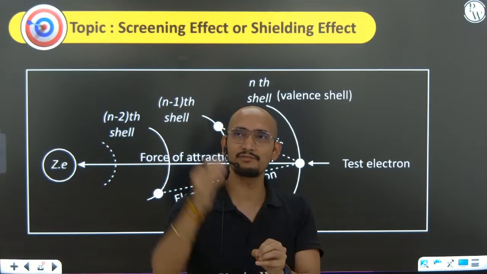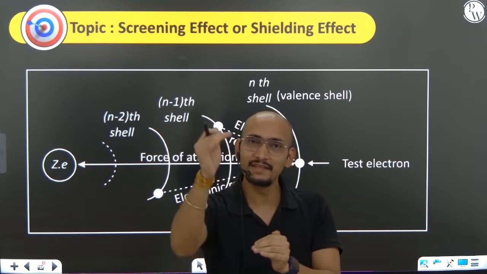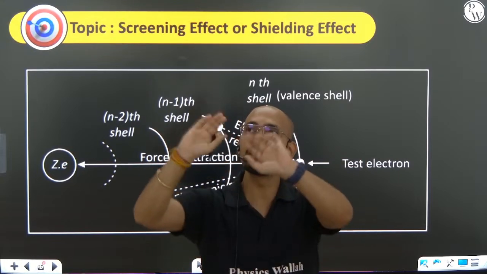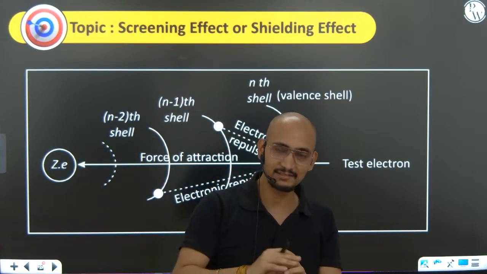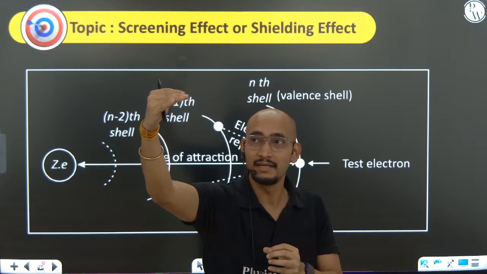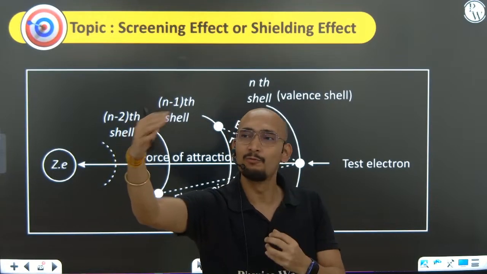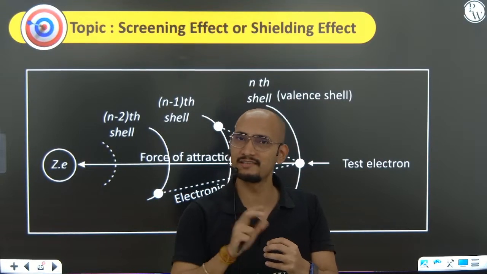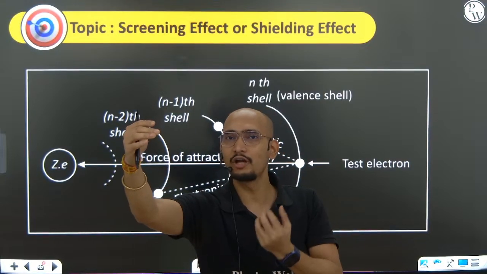This nucleus wants to attract the last electron, but because of the presence of the electrons in between, all these electrons in between will repel the final, or last, electron, the valence electron. So the attraction that the nucleus wants to put on the last electron cannot reach, or this much attraction it cannot give. Consider the atomic number Z, so whatever is the number of protons, let's say Z. It will try to attract with the Z.